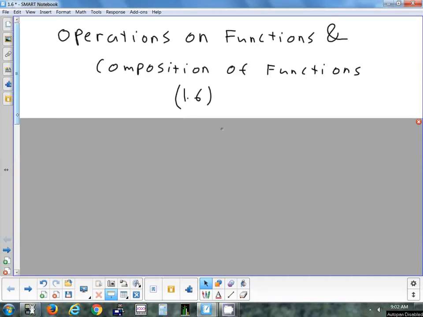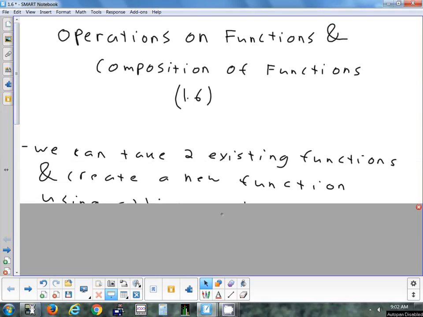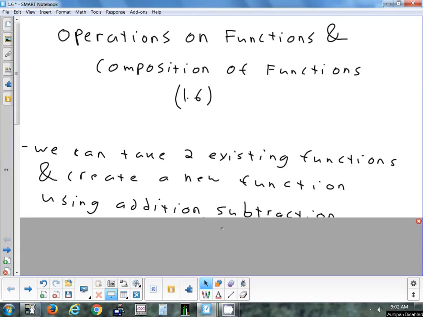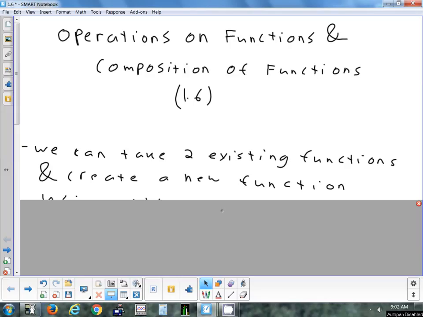Okay, so our last section, chapter 1, is 1.6. It's on different operations we can do to functions. It's basically taking two functions that we already have and combining them in different ways to create a new function. What we have to be careful with when we create new functions is that you're messing with the domain and range.